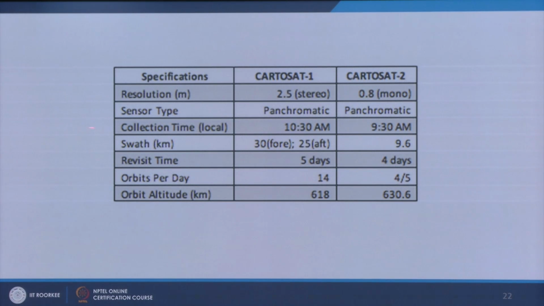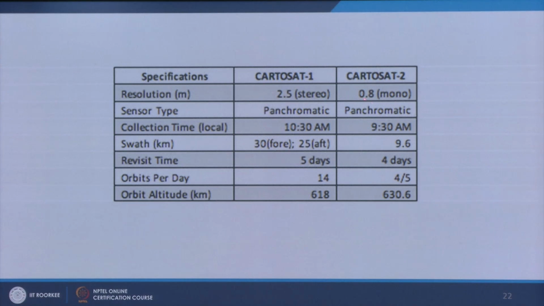Now if I compare these resolutions between 2 sensors which were on 2 Cartosats, Cartosat-1 and Cartosat-2, the spatial resolution in Cartosat-1 was 2.5 meter with stereo capability, but the resolution was relatively coarser as compared to Cartosat-2, where it is 0.8 meter and mono, not stereo, monoscopic. Sensor type, of course, both are panchromatic.